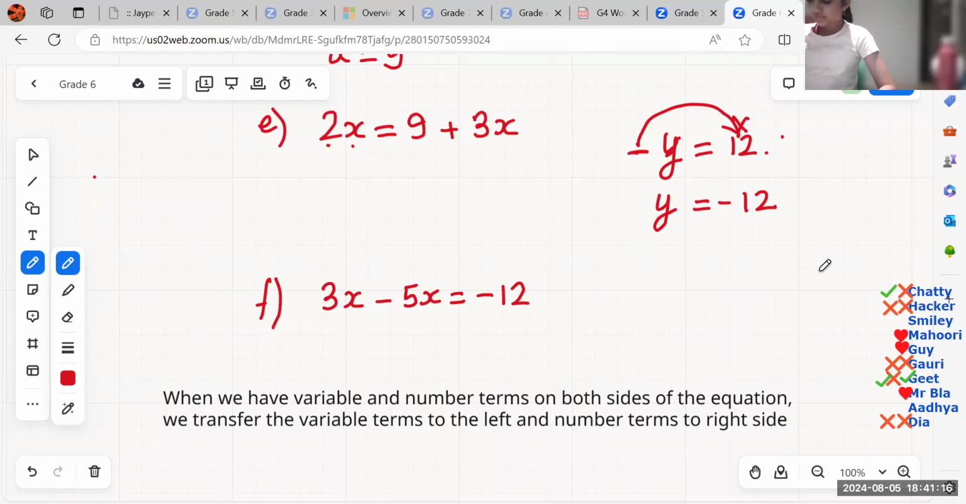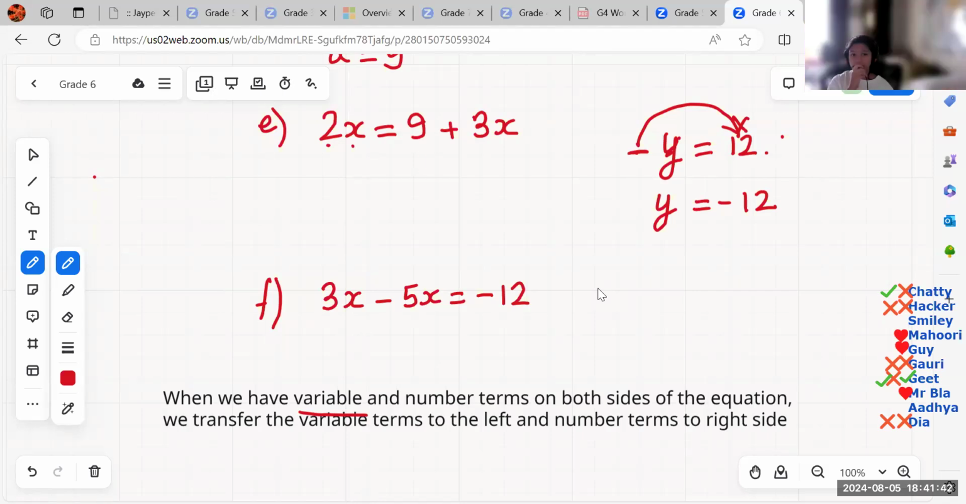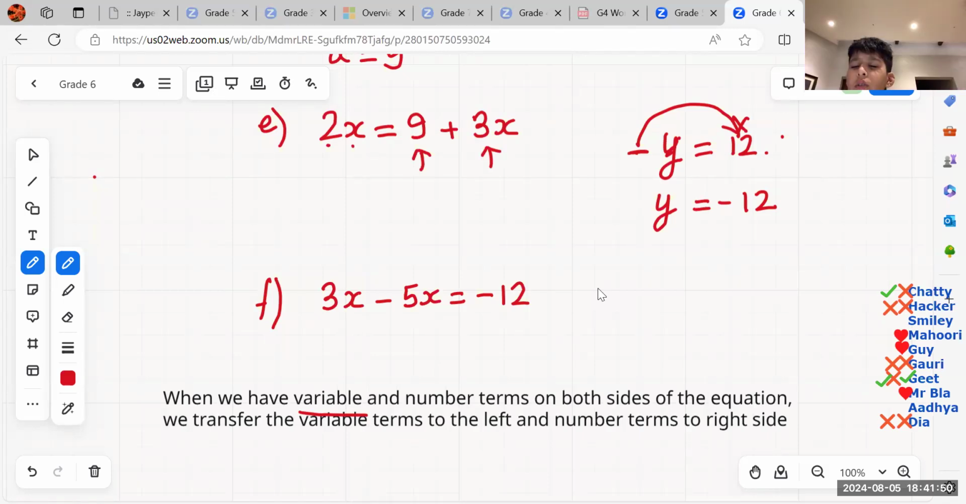Now those who got this question wrong, what do you have on the right side? Number and the variable. Tell me in English what we will do. What is written here? We transfer the variable terms to the left. So which one will we transfer to the left side? 3x. So it's going to be 3x equals 9 plus 3. 3x equals 9 plus what? No, sir, it will be 2x.